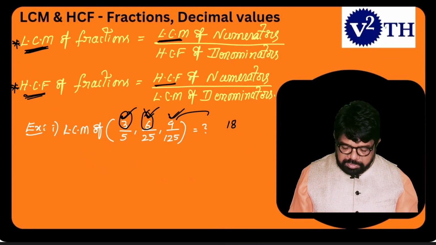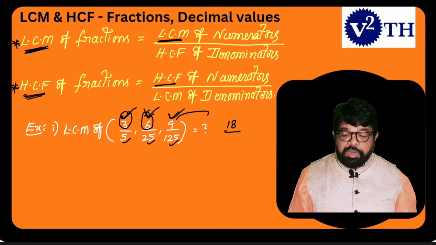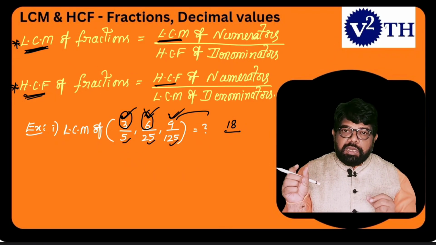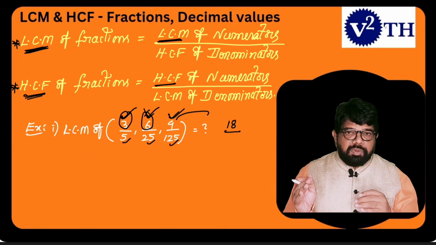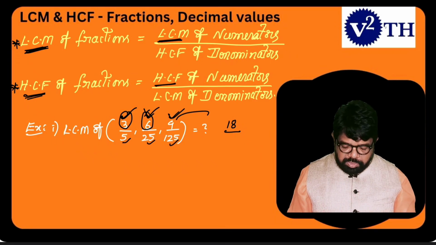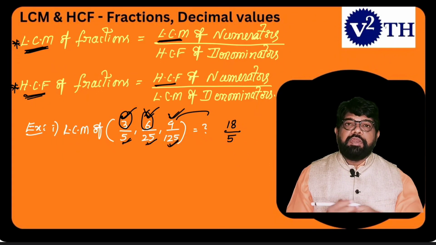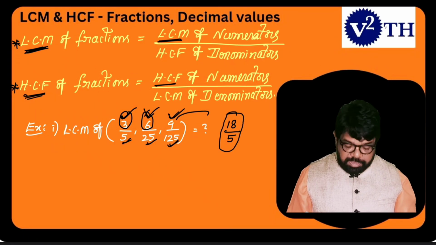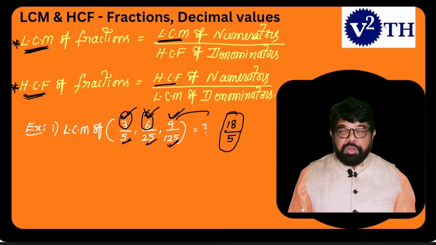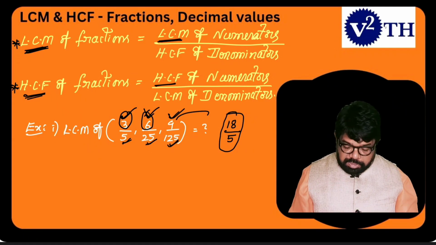Divided by what you do? HCF of denominators. What is the HCF of these? What is the HCF shortcut? HCF of 5, 25, 125. Select one number that divides all the numbers. Now here, 5. 5 divides all the numbers. 5 is divisible by 5, 25 is divisible by 5, 125 is divisible by 5. Now what is our answer? 18 by 5 is the answer. So the LCM of 3 by 5, 6 by 25, 9 by 125 is 18 by 5. What is the keynote? LCM of numerators by HCF of denominators.